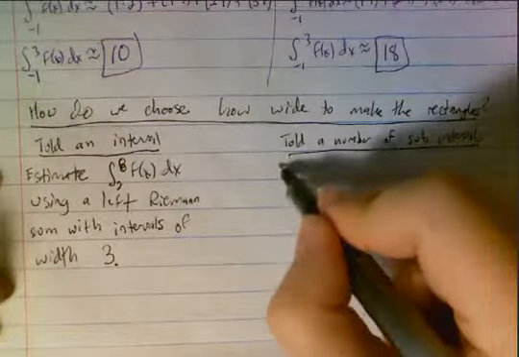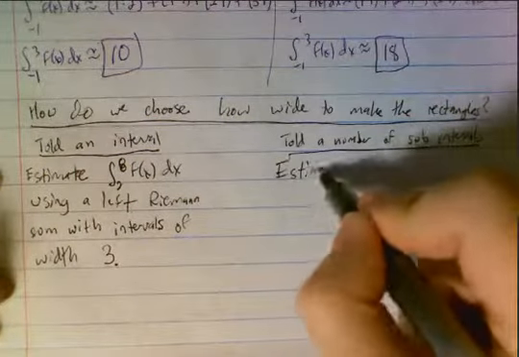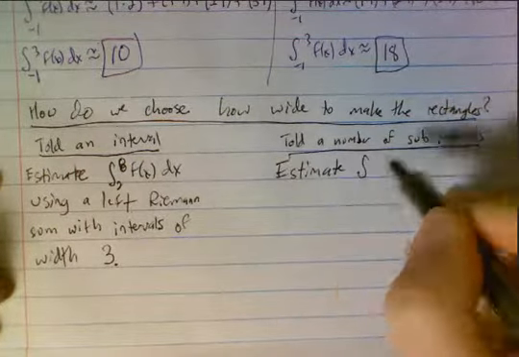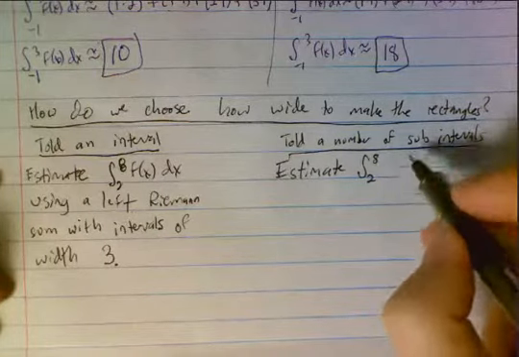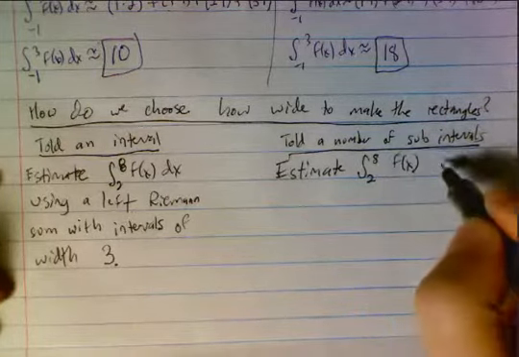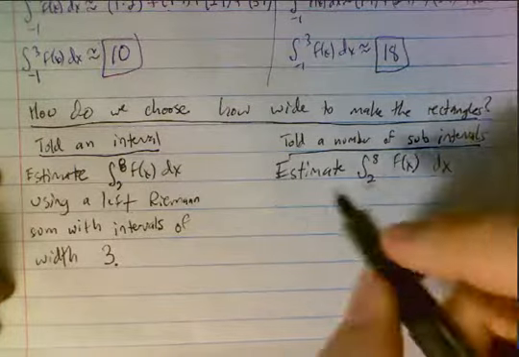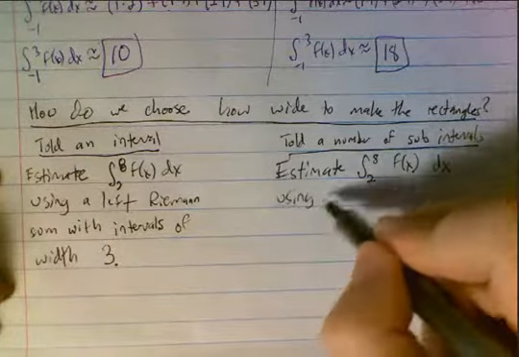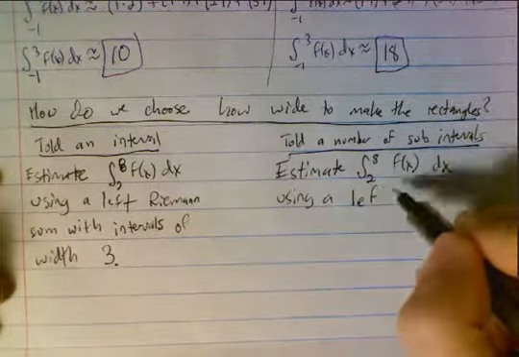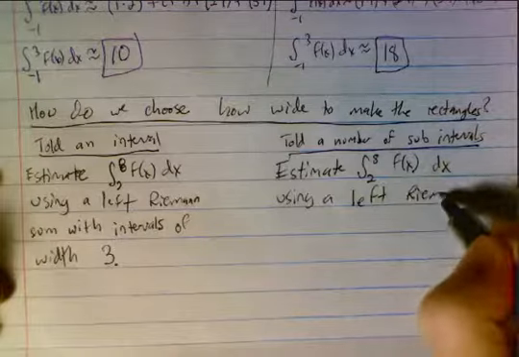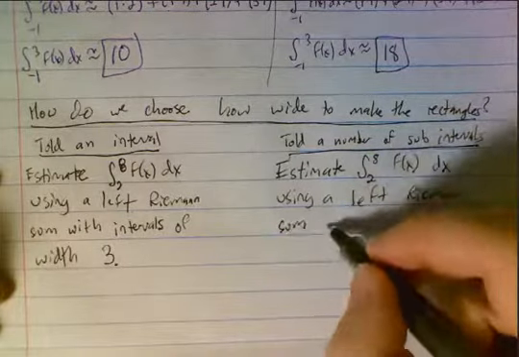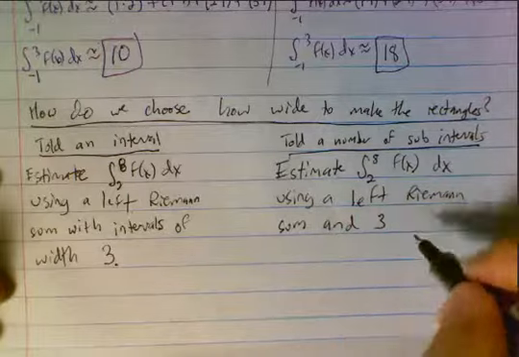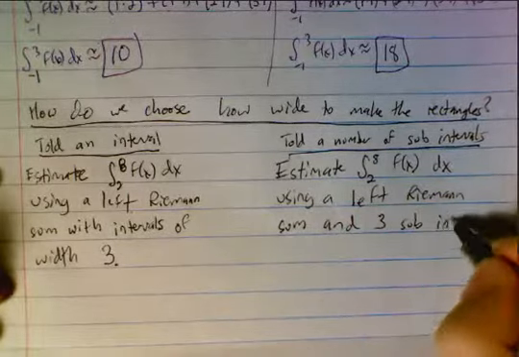Whereas over here we're going to be told estimate the same interval using a left Riemann sum still, and 3 subintervals.